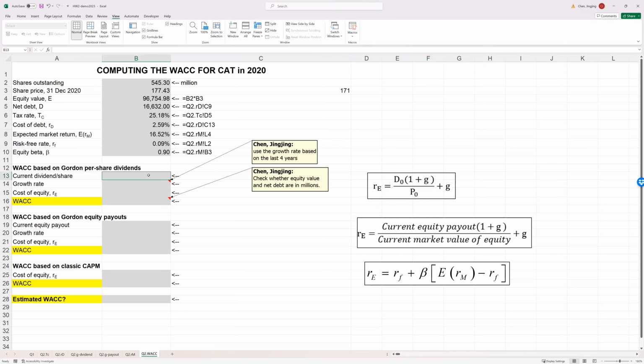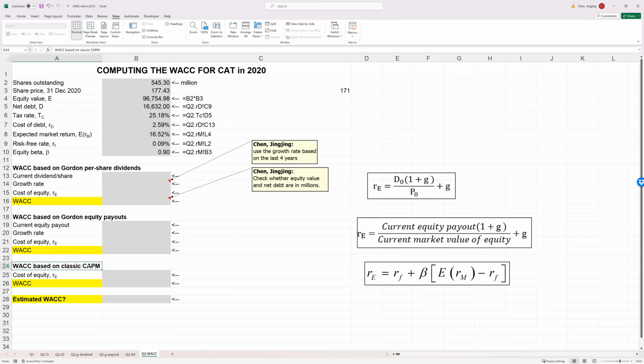Here, let's just go ahead and calculate the cost of equity. I want you to have an overview first. We have three models for calculating cost of equity. Model 1 is based on the constant growth dividend model. Model 2 is also based on the constant dividend growth model, but we're replacing dividend growth by equity payouts. And finally, we use a market-based model: the capital asset pricing model to calculate the cost of equity.